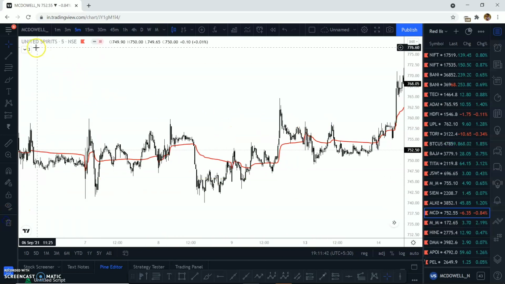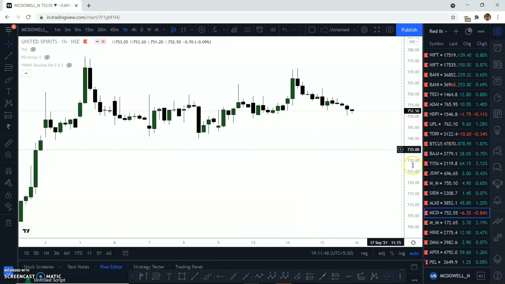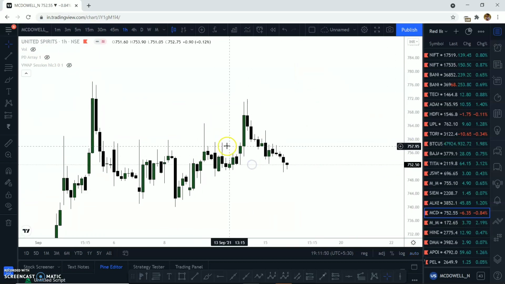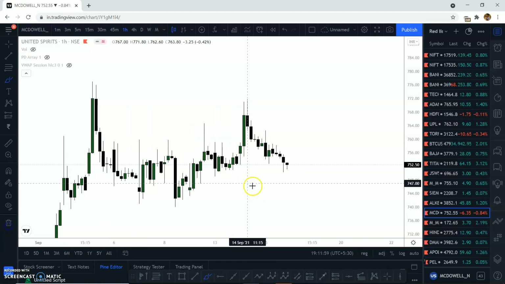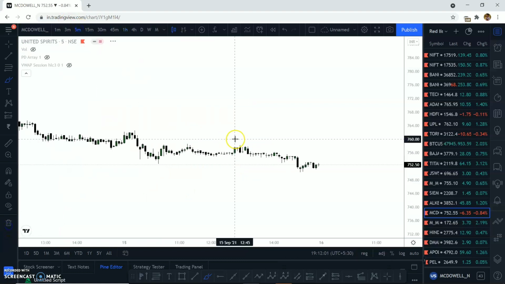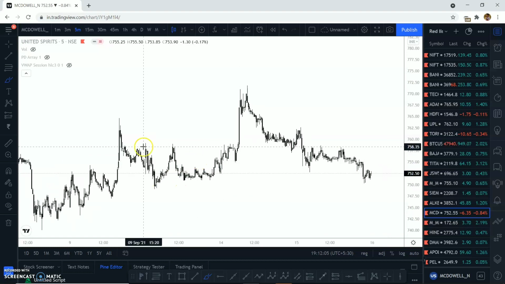But let's look at a different perspective. Let's go to 1 hour time frame. Now what I see here is this up move, right? A new up move is created, so I will look for an order block around this area. So let's go to the 5-minute time frame and look for an order block around this area. Okay, so this is what I see.